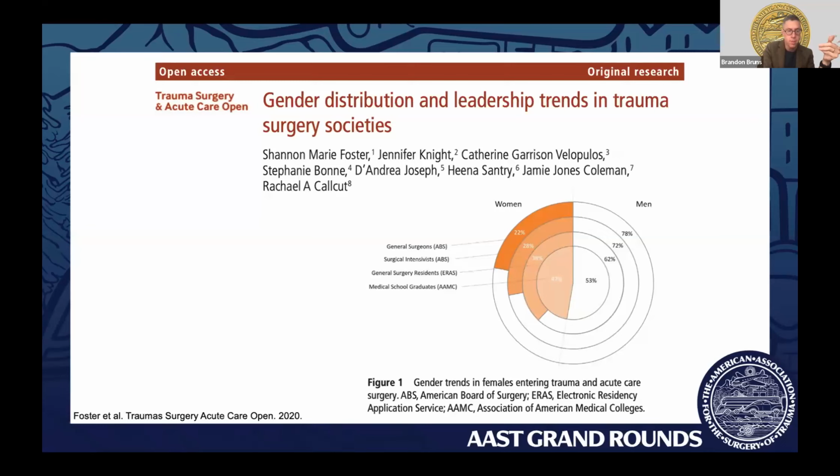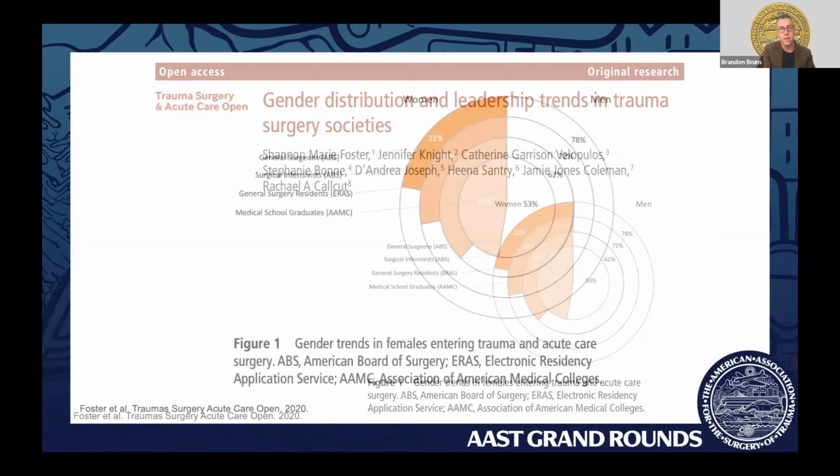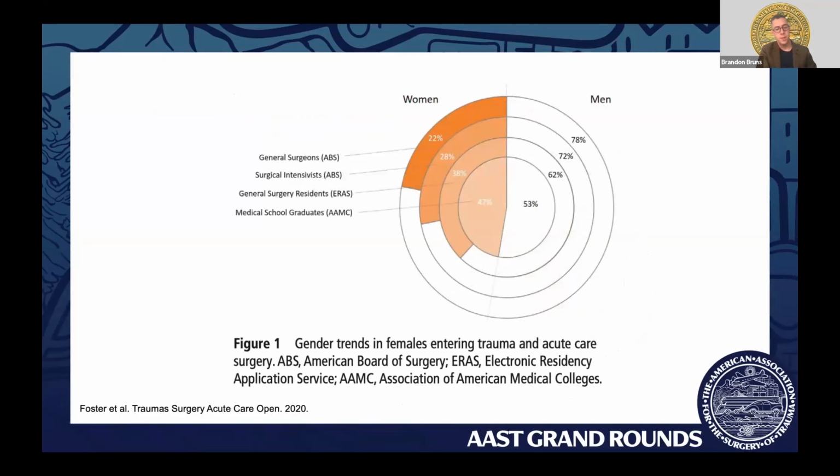This paper, which came out in 2020, sought to explore more the gender distribution in some of our surgical societies and surgical critical care as a whole. So you can see that despite comprising almost half of medical school graduates at 47%, in 2018, women made up only 22% of boarded general surgeons and 28% of surgical intensivists.